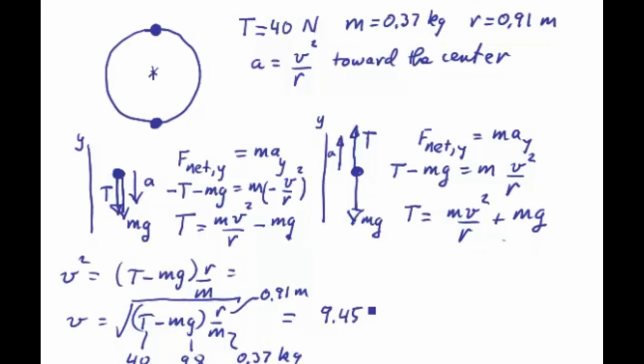When you put it in your calculator, you should get an answer of 9.458, and that's a velocity, so it's meters per second. And then, of course, we can round this down and say it's 9.5 meters per second.